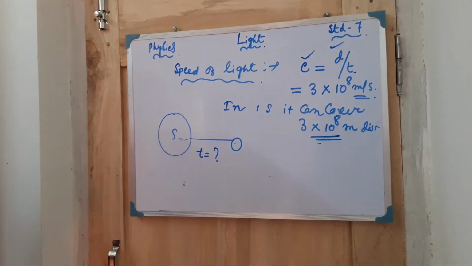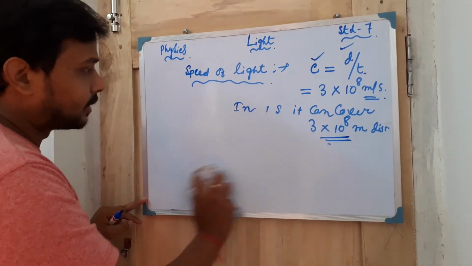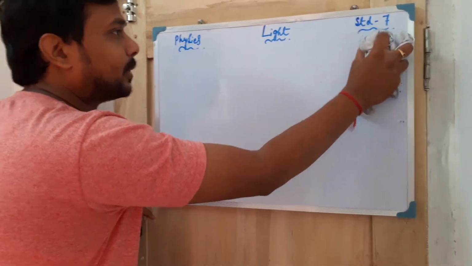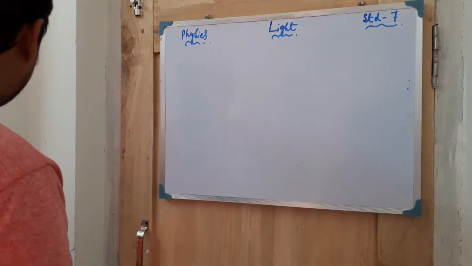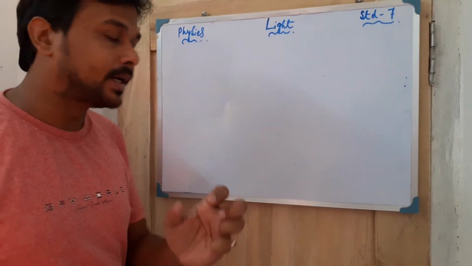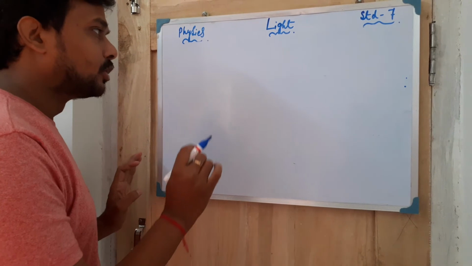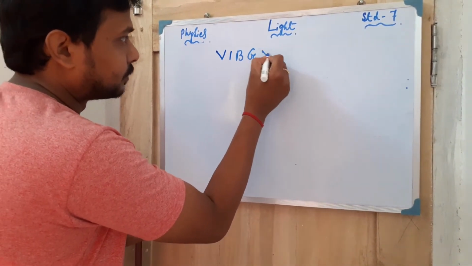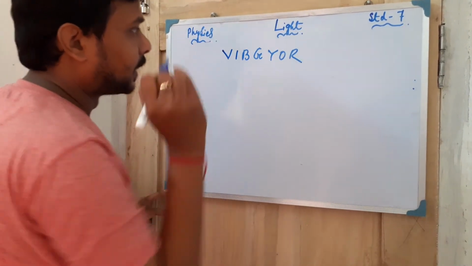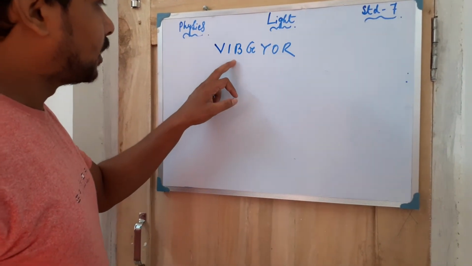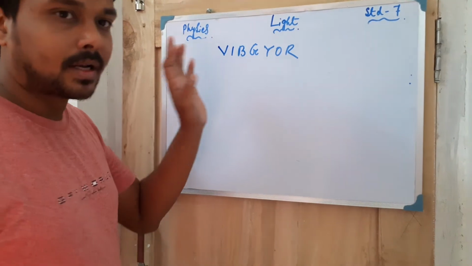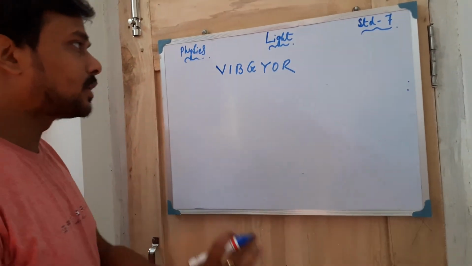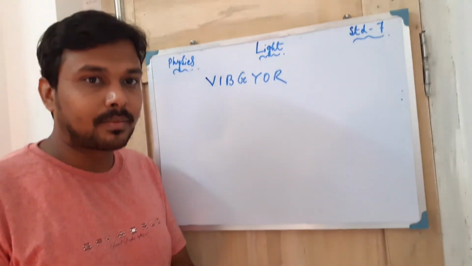Next one is the color addition part, and color subtraction parts are also there. So before that, you have to know two things, the primary color and secondary color, which is very, very important. So you know that in VIBGYOR, 1 2 3 4 5 6 7 colors are present here. Within this, a few colors are very important and very prominent.